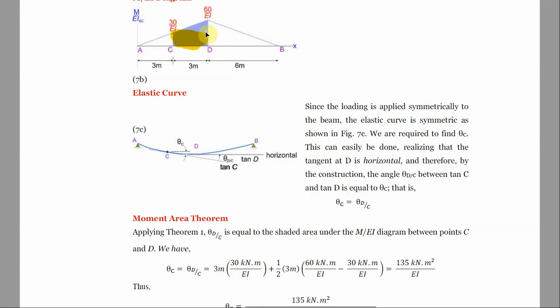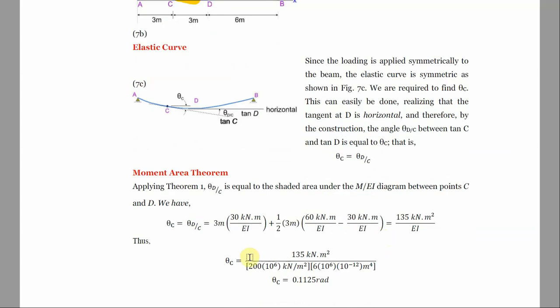The area of a triangle is half base times height, so we're going to say half times this base of 3 times this height. To get this height, we remove this from this, 60 minus this, then we have this calculation. Once we sum it together, we have this. Now by the time we put in our EI value, this is what we are going to have here.